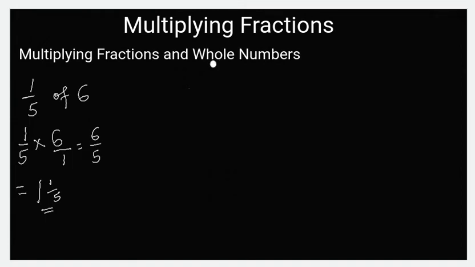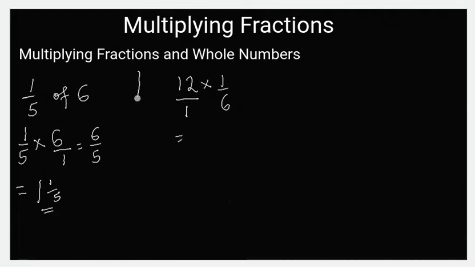Let's take some more examples. 12 times 1 over 6. Let's see that. What's 12 times 1 over 6? So you follow the same procedure, the same process. You can change your whole number to a fraction, so it looks easy to multiply. 12 times 1, 12.